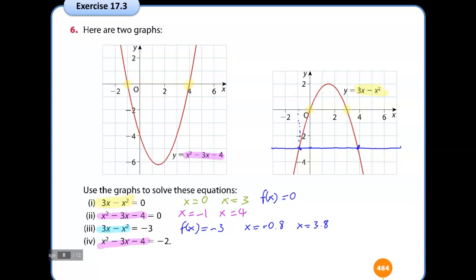Again, it's a bit like the idea of a function equal to a constant. You draw your horizontal line across. Where are the intersections? And you read off values of the x-axis. So we get x is about minus a half, and about 3.5. The back of the book says 3.6 and minus 0.6, so not far off. I'm reading off the values, so my answers are only slightly better or worse than the correct answers.